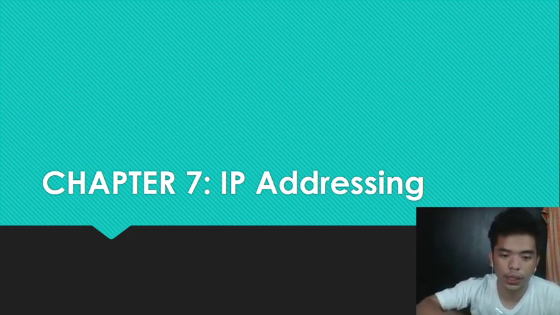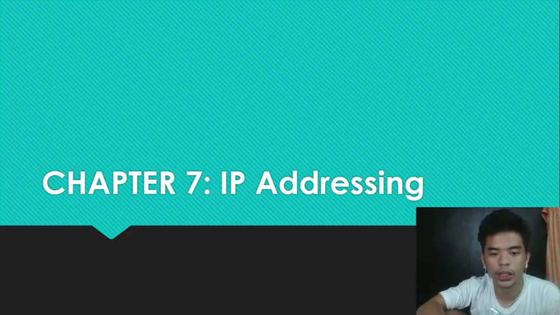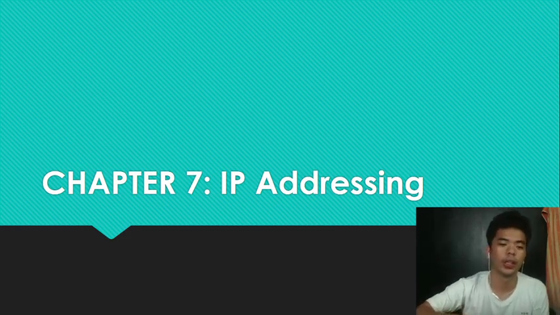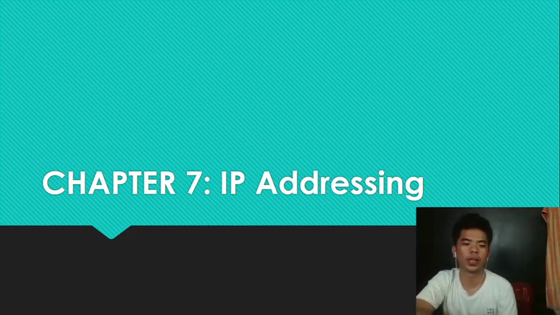So the dual stack, and the tunneling method, where an IPv6 packet is encapsulated inside an IPv4 packet. There is also the hexadecimal number system. Hexadecimal is base 16, and the base 16 numbering system uses the numbers 0 to 9 and the letters A to F.